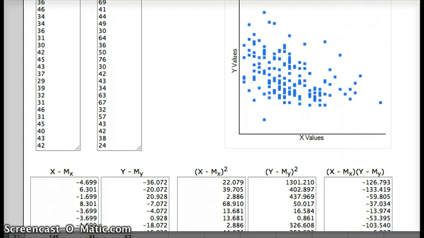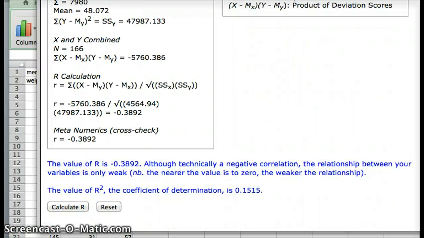But the bottom of the page, I think, is what's most interesting. And you'll notice it says this is technically a negative correlation, but it's a relatively weak one at -0.3892, but I would argue it's more than likely significant.